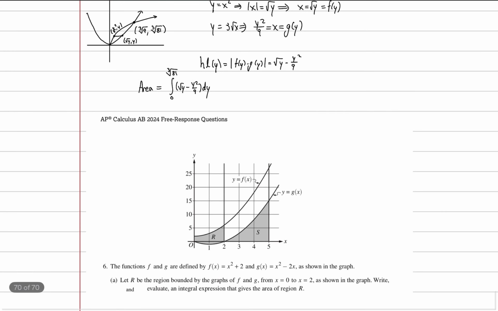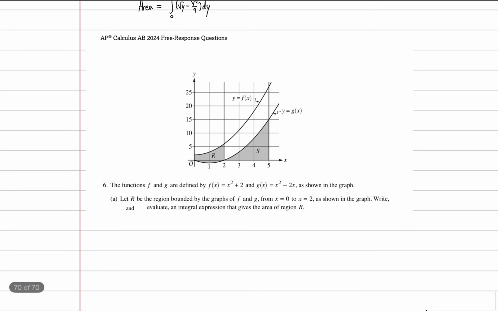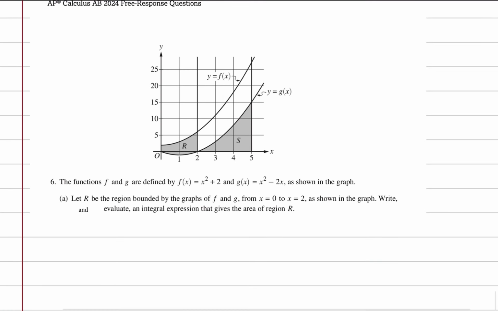Now from the 2024 AP Calc FRQ, Question 6. The functions f and g are defined by f of x equals x squared plus 2 and g of x equals x squared minus 2x. They give the graph, and this one is modified. Let R be the region bounded by the graphs f and g from 0 to 2, right? This one originally said to evaluate, but this version says do not evaluate, an integral expression that gives the area of the region R.